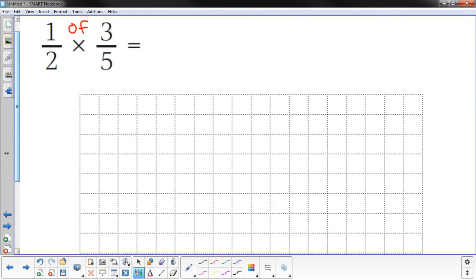So starting with half, there's two parts that make up the whole thing. So I need a length of 2 here, and I have one of the two. So I'm only going to have one, like another line. I usually use another color, and I say 1/2. 1 of 2.